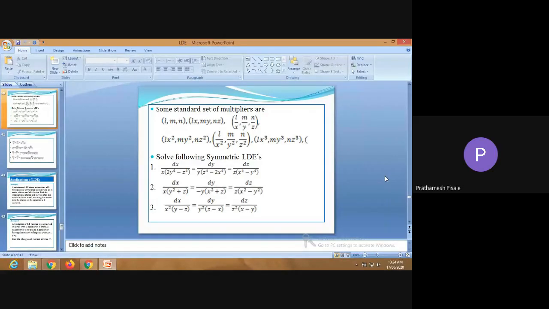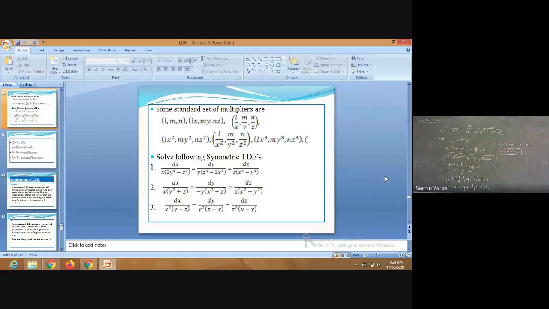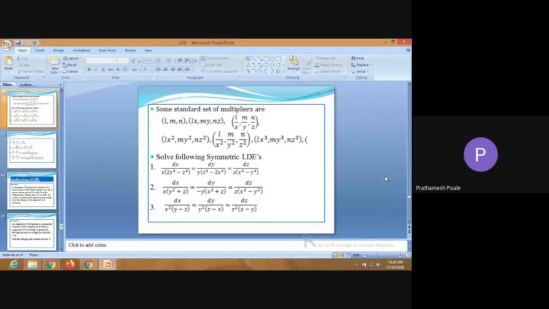Lx cube, my cube, nz cube. What is the N? And why are we considering N also? Is it not simply x cube, y cube and z cube? Or is N equal to 1? Yes, sir. I was talking about the arbitrary constants also.